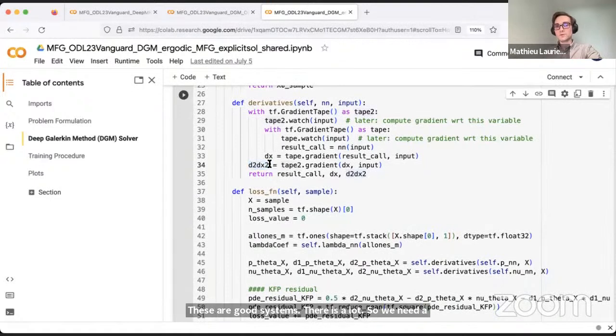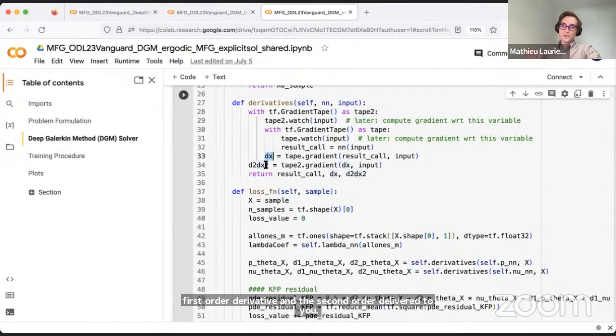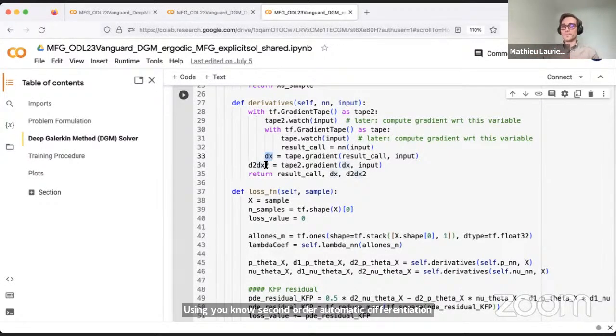And here it's computed really naively, in the sense we use automatic differentiation in TensorFlow to compute the first order derivative and the second order derivative. Here they are one-dimensional, so it's not really costly. If you are in dimension 100, using second order automatic differentiation would be quite costly. And in particular, you don't need the full Hessian matrix, you need only the diagonal, etc. So there are many things to improve to make it work in higher dimension, but here it's going to work in dimension 1.